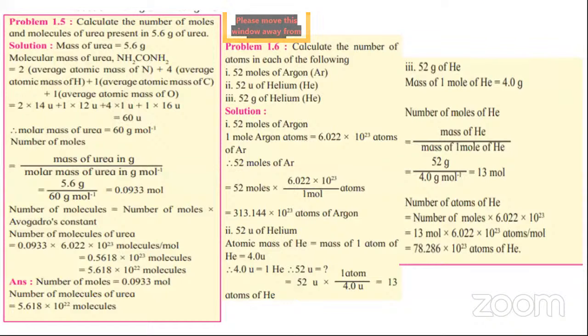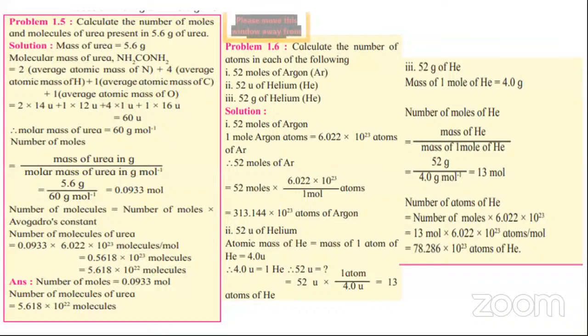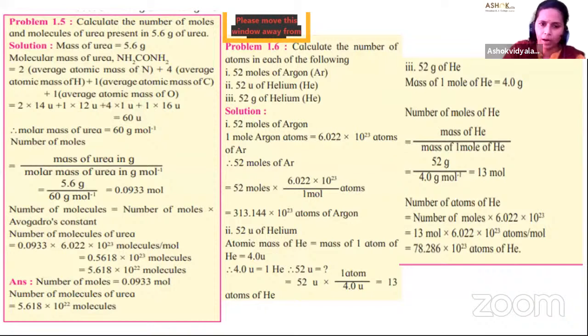Mass upon molar mass. And when we want to calculate the number of molecules, number of moles into Avogadro's constant. By that we will calculate the number of molecules. So here molecule is given. Sometimes we can calculate the number of atoms, and we can also calculate the number of electrons that way.